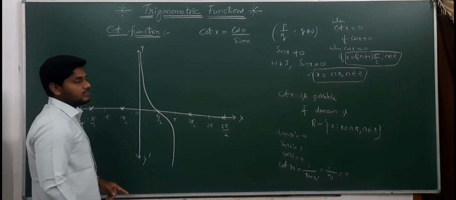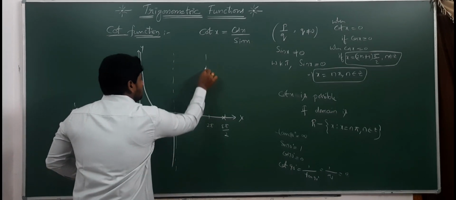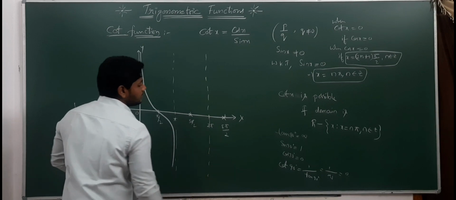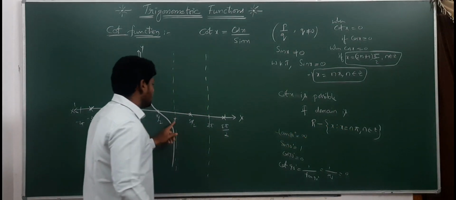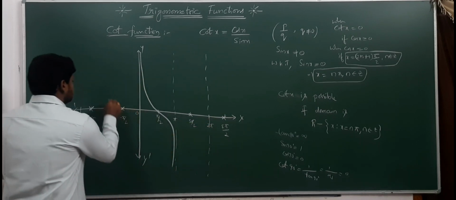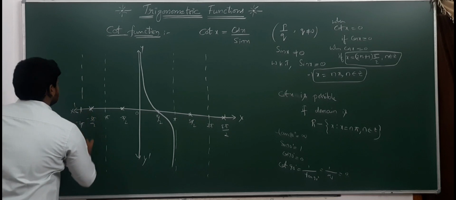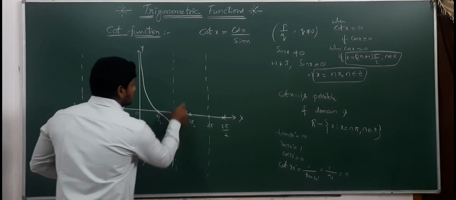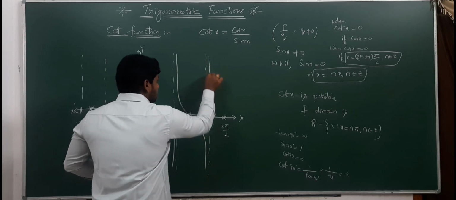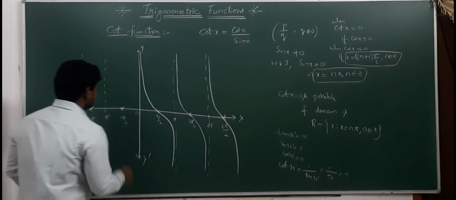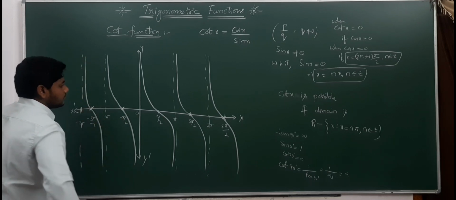Again cot pi is undefined, cot 2 pi is undefined, right? Why? Because if we substitute these values like pi, 2 pi, 3 pi, those values are undefined. So I am drawing dotted lines, nothing but these are not considered. So cos 3 pi by 2 is 0. Again the graph will be like this. Here also again the graph will be like this. Here also same.